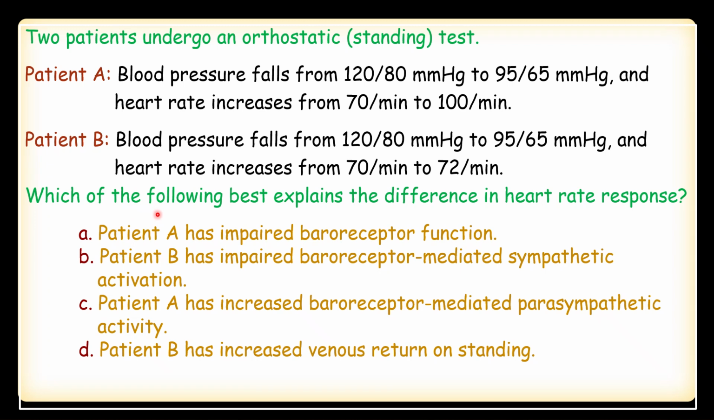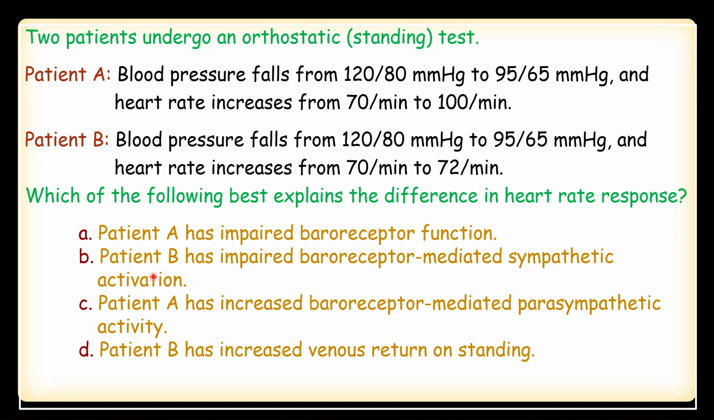Option A, patient A has impaired baroreceptor function. This is not true because in patient A, we have a normal baroreceptor reflex response. Because of that, the fall in BP is compensated by the increase in heart rate from 70 to 100, which is around 30 beats per minute. So option A is ruled out.